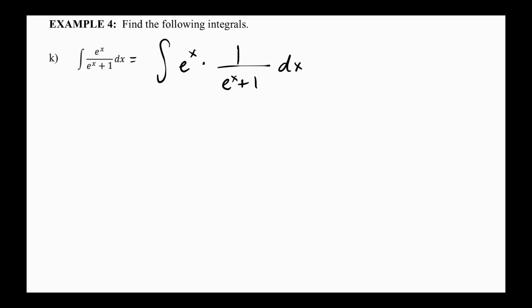You can rewrite it like this. If you want to rewrite it like this, you can. You don't have to, but you can say e to the x plus 1 to the negative 1. You can do that too. Which one would I pick as a u and which one would I pick as a du?